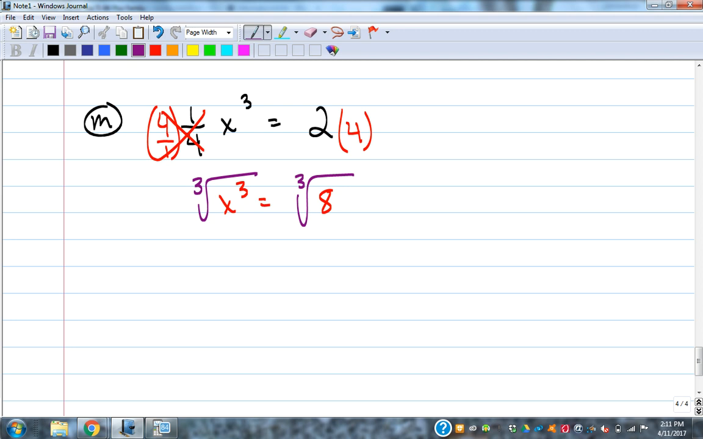What's the cubed root of 8? Do we know that one? 2. And we don't have to get a decimal approximation for that. We get the nice number.